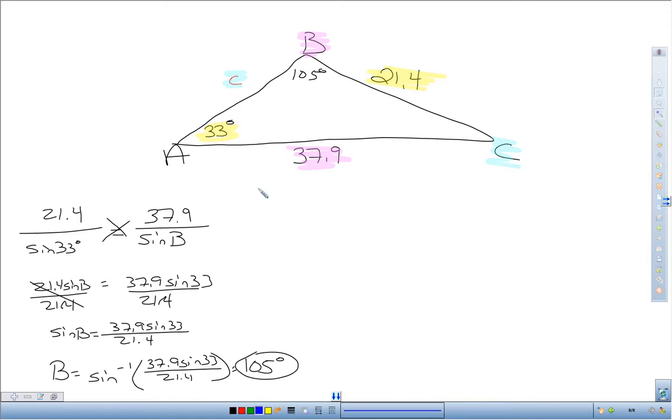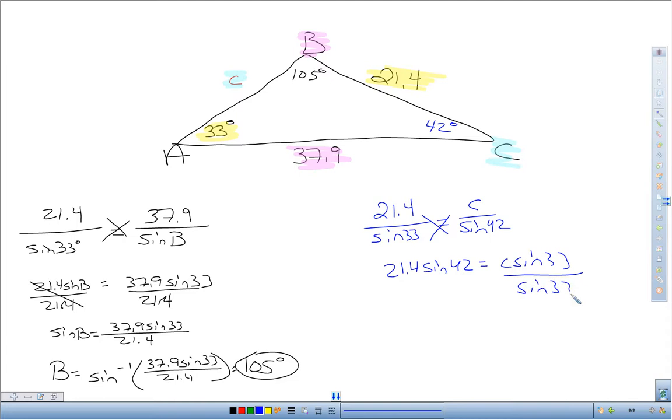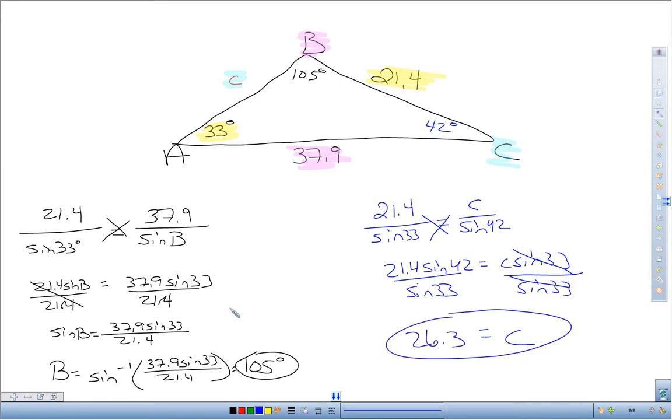Now that I've got that angle, I can simply add these two together and subtract from 180, and that gives me 42. Now I can find side c by doing 21.4 over sine of 33 equals c over sine of 42. Cross multiply, so I get 21.4 sine of 42 equals c sine of 33, then divide by sine of 33, and I get c is equal to 26.3. Very good.